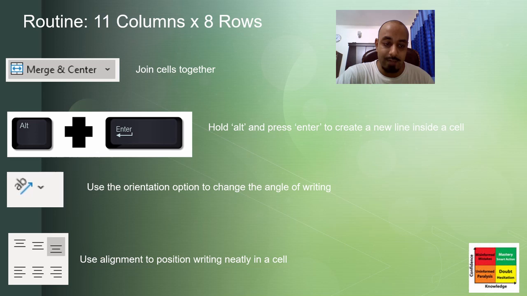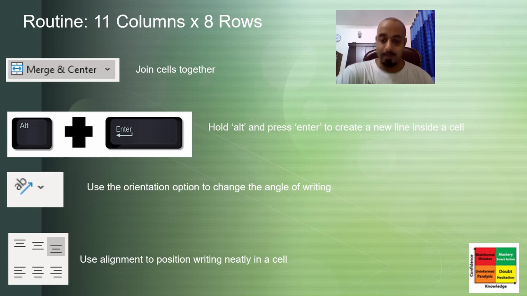And then when you're inside of a cell and you want to create a second line, then use Alt and Enter. So hold on to Alt on the keyboard and then press Enter. That way you can create a second line inside of a single cell. And if you want to change the orientation of your writing, if you want to write diagonally, or if you want to write vertically, then use the orientation option. So the merge and the orientation option, they're all inside of the home menu.